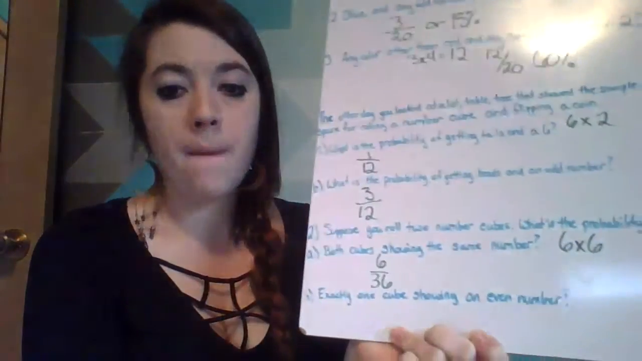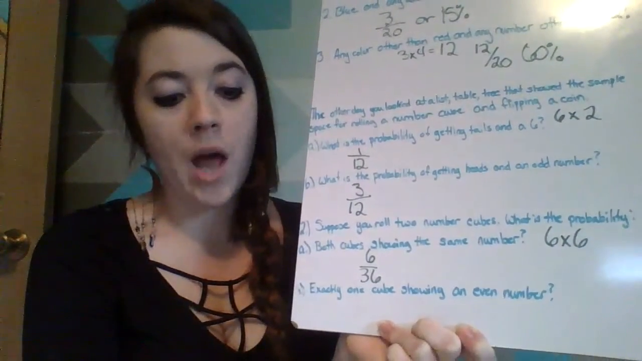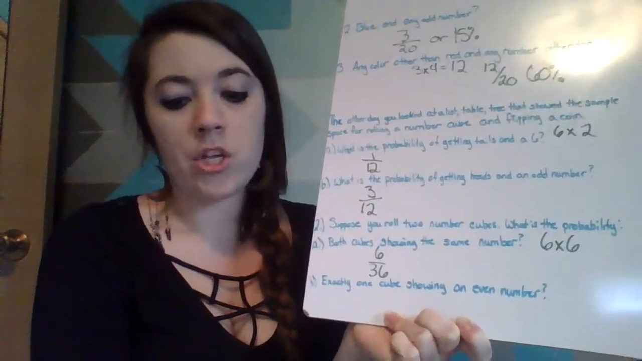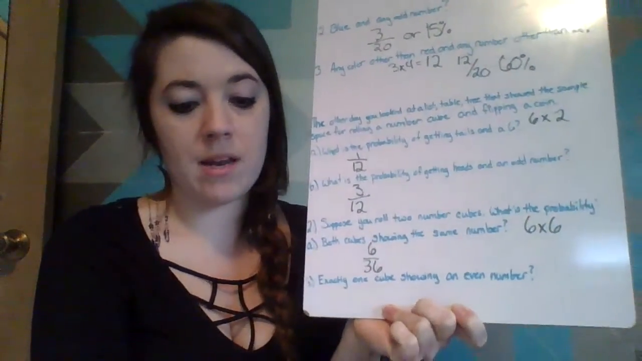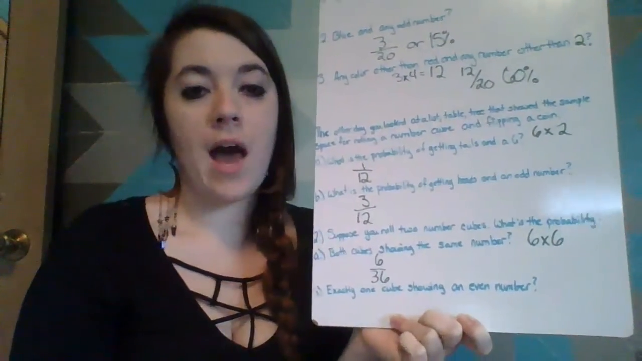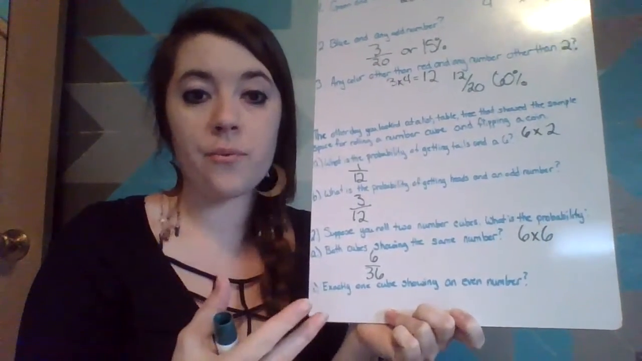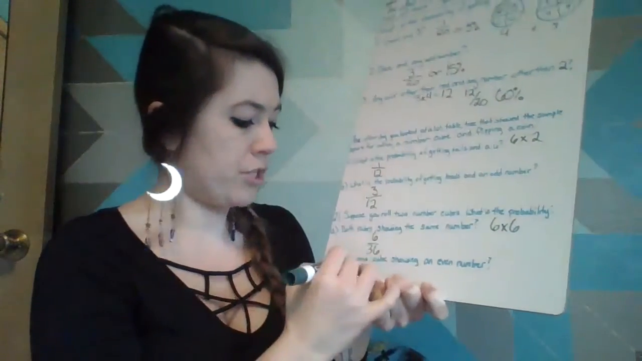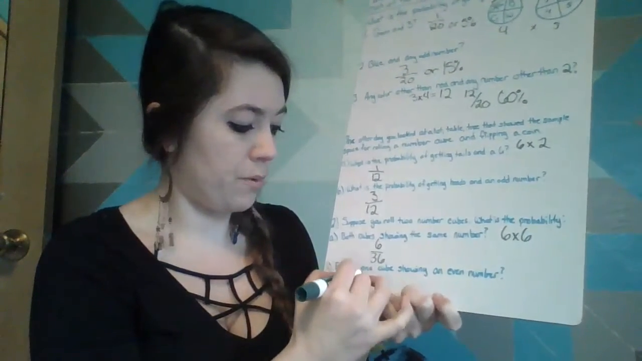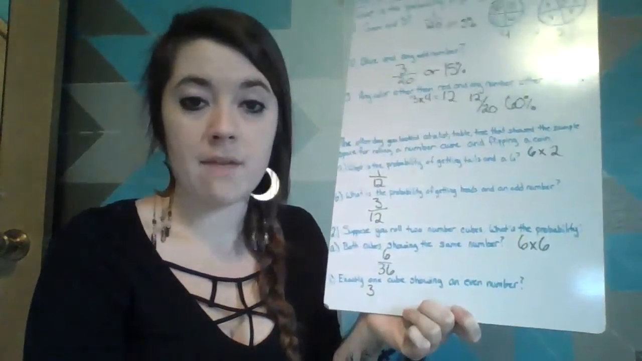All right, for B, exactly 1 cube showing an even number. So we have to have 1 cube that shows an even number. So we've got 2, 4, and 6. So we've got 3 there. So we've got the 3 for the first cube, because this is the first cube. We've got 3 even numbers.